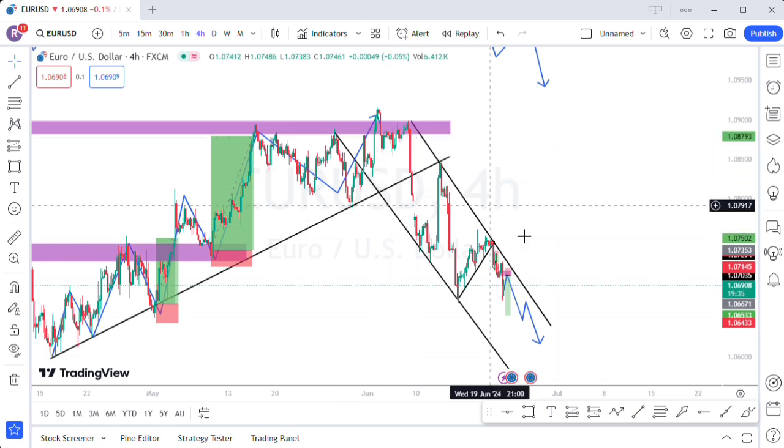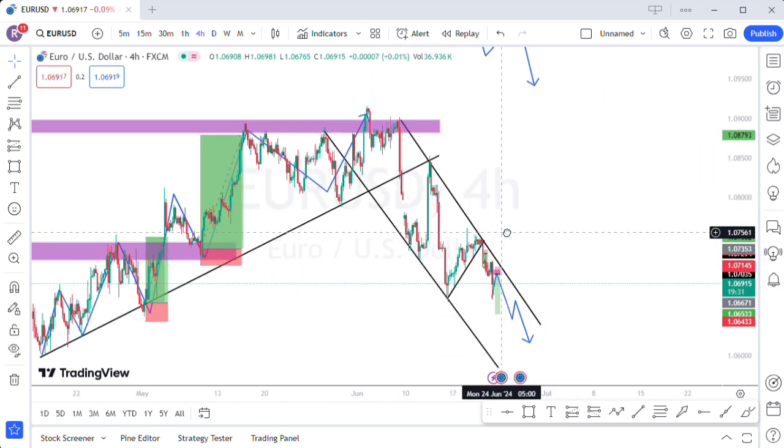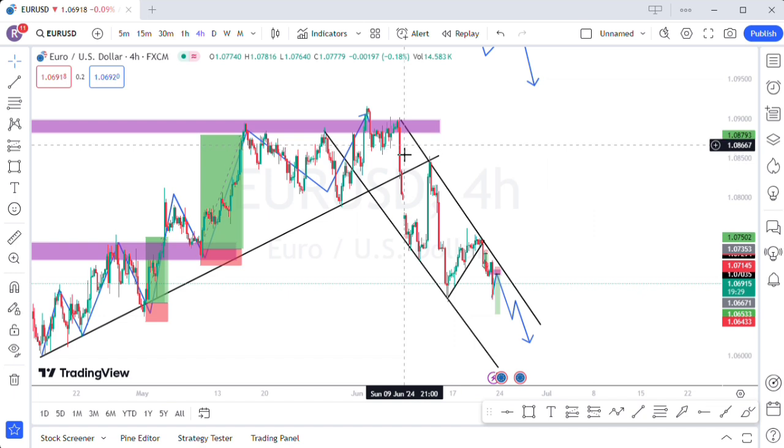So in a bearish scenario, this is what you could do. You sell at this point.